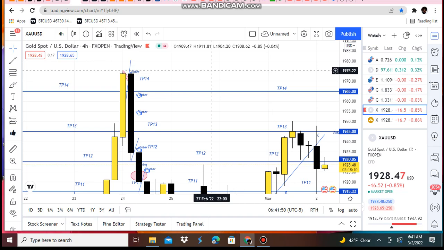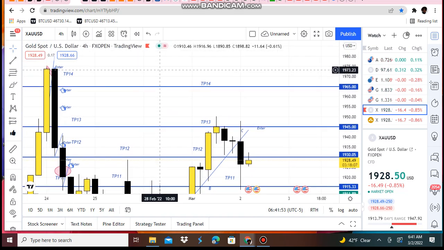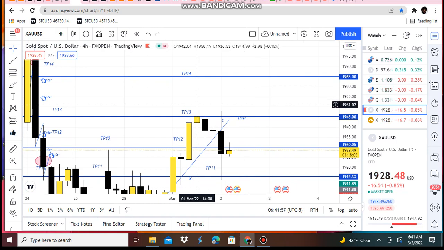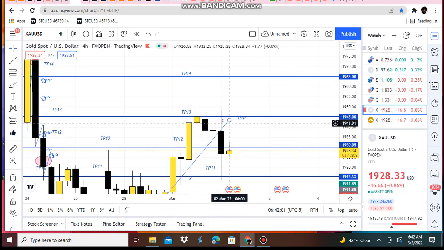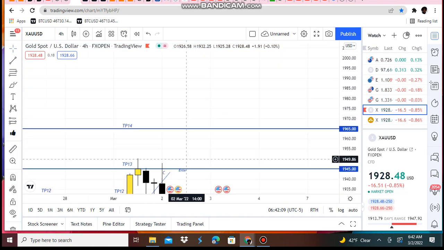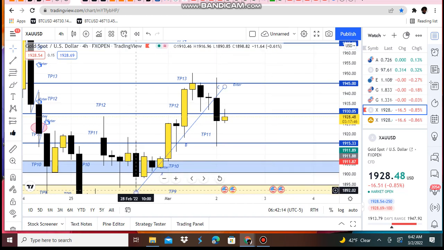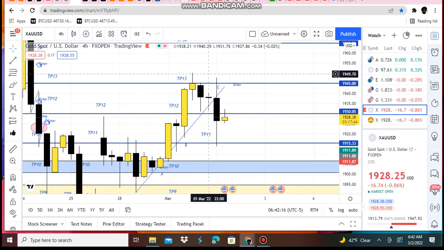We were just up here and it didn't do that. It rejected off of take profit 13, 1947, not once, but two, three, four times we see price rejecting off of take profit 13. That lets us know price doesn't want to go above take profit 13, and buyers were already in an uptrend from February 28th, 2022, all the way up to March 1st, 2022.